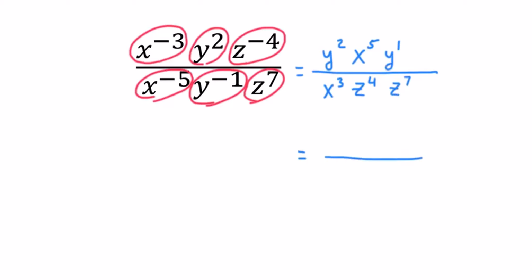Next step, if it's multiplication, add the exponent. Division, we subtract the exponent. So we have y squared times y to the 1st. Multiplication, so add the exponent, so we have y to the 3rd.